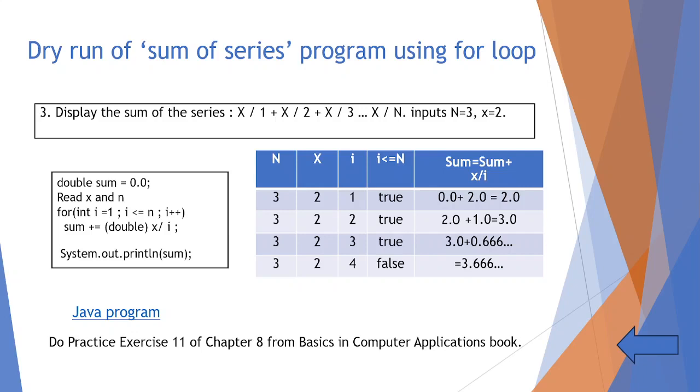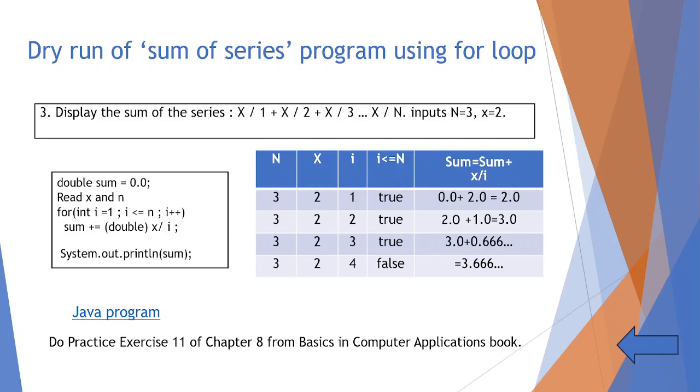Now x upon I. I is 1 first time, second time 2, 3, 4. See the dry run. First time x upon I is 2 upon 1, that is equal to 2 only. So 0.0 plus 2 becomes 2.0. Then 2 upon 2, that is equal to 1. 2.0 plus 1.0 equals 3.0. Then third time x upon I, that is 2 upon 3, is equal to 0.6666. So 3.0 plus 0.666 whatever is equal to 3.6.